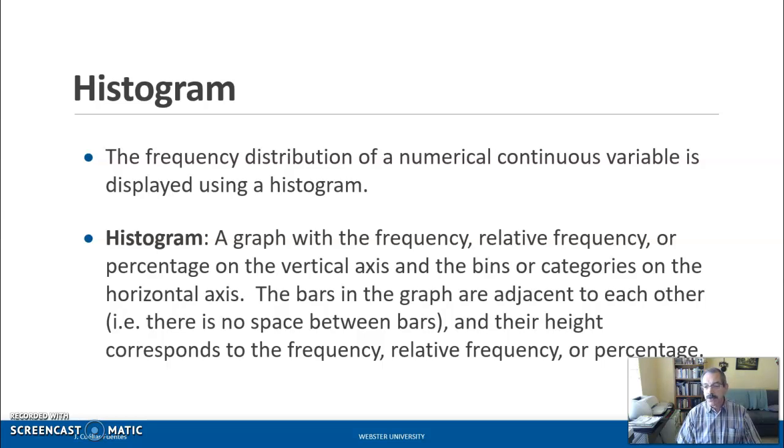So the frequency distribution of a numerical continuous variable is displayed using a histogram, or as we see later, a polygon plot. A histogram is like a bar graph where the frequency, relative frequency or percentages are on the vertical axis and the bins or categories on the horizontal axis. The bars in the graph are adjacent to each other, right next to each other, and their height corresponds to whatever you're plotting on the vertical axis, either the frequency, the relative frequency, or the percentage.